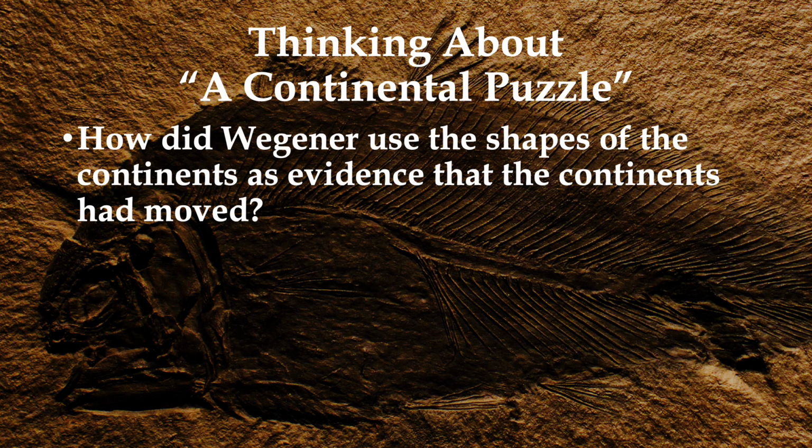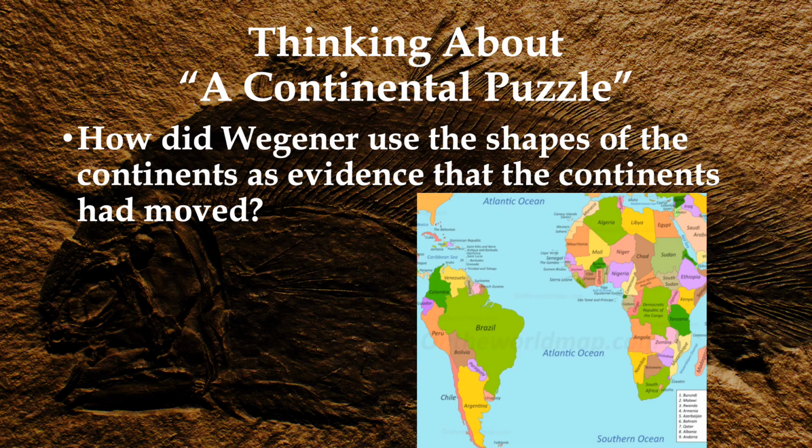So the first question is, how did Wegener use the shapes of the continents as evidence that the continents had moved? Hopefully you came up with the idea as well. He looked at this map of South America and Africa and noticed this coastline here kind of looks like it fits this coastline here with Africa. And he went, hey, I bet those two might actually fit together.